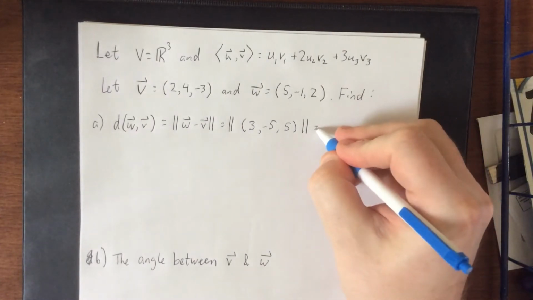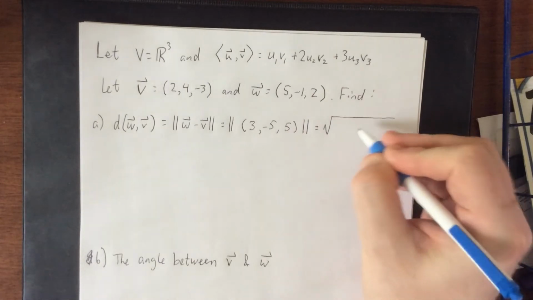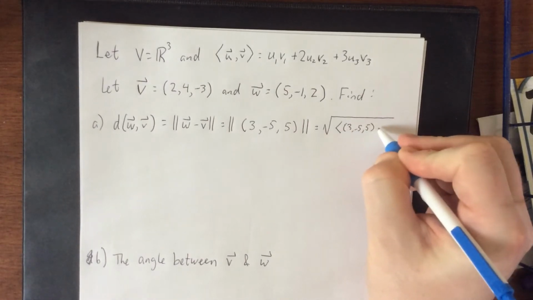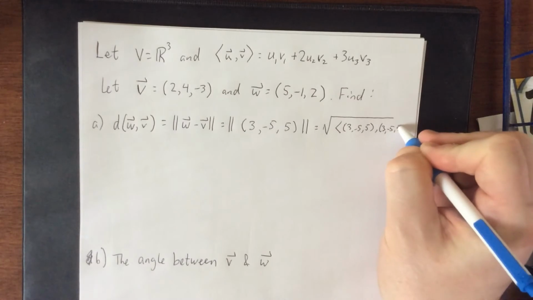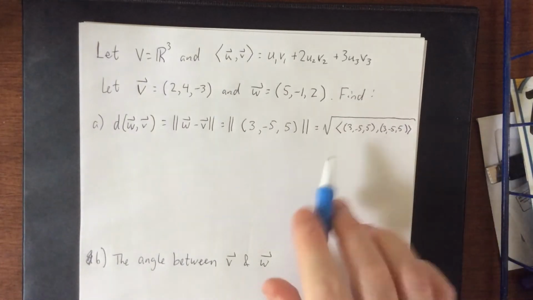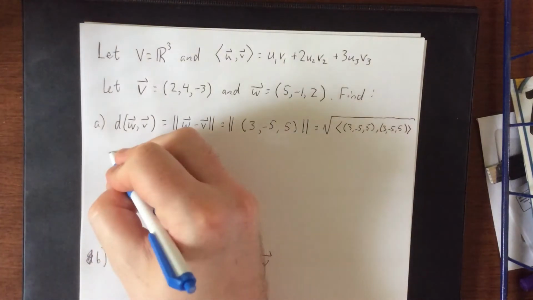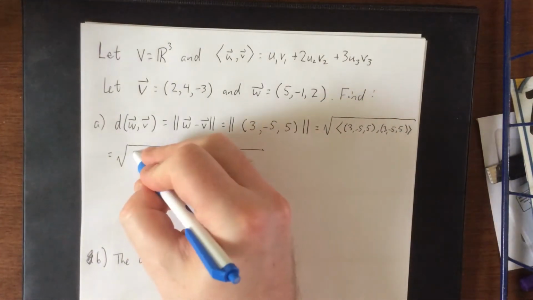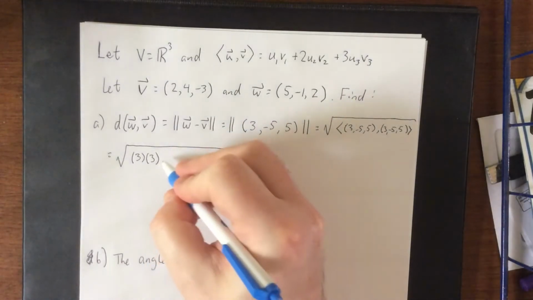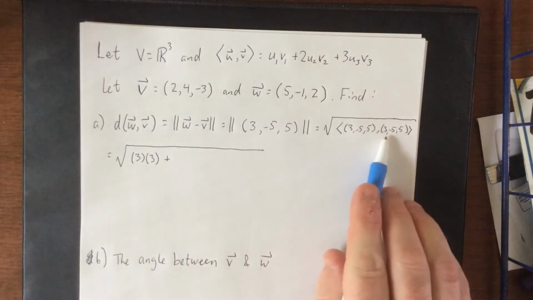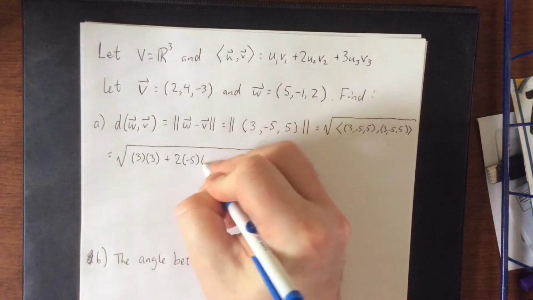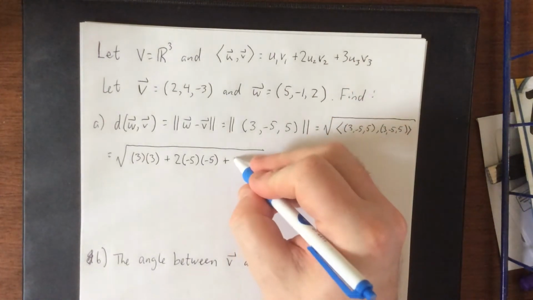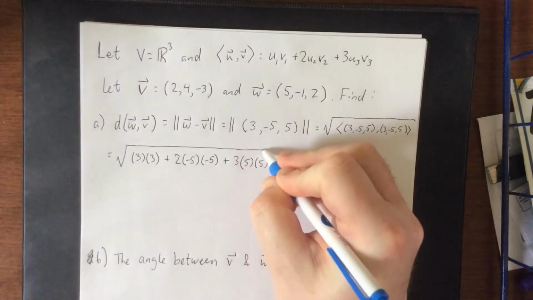Now, this is defined as the square root of the inner product of this vector with itself. So 3, negative 5, 5, with 3, negative 5, 5. We're going to see some extra multipliers as we're taking the inner product of these vectors together. So square root of, according to our inner product up here, I multiply their first components together. That'll be 3 times 3. Then I'm supposed to take 2 times the product of their second components. So that'll be 2 times negative 5 times negative 5. And then 3 times the product of their last two components. So 3 times positive 5 times positive 5.